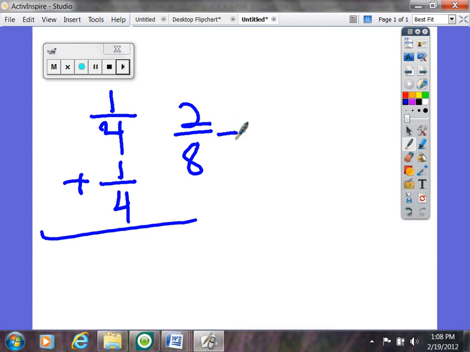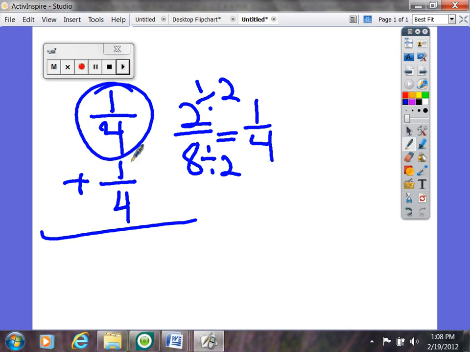If you simplify the sum of these two, you're going to get 1/4 again. Because if you simplify it, if you divide it by 2 to get a common factor, you're going to get a 1/4. So that doesn't make sense. I can't have a quarter, somebody give me another quarter, and I end up with a quarter.